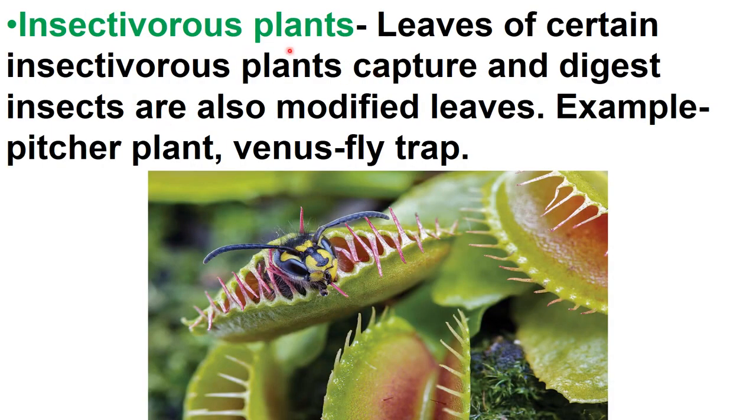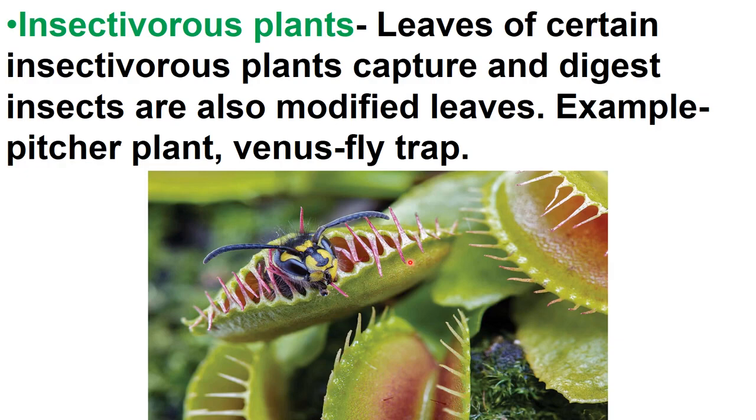Next, in case of insectivorous plants, leaves are modified to capture the insects, right? So leaves of certain insectivorous plants, means plants which take their nutrition by capturing insects and sucking the fluids from the insects, right? So these insectivorous plants, which capture and digest insects, also have modified leaves. As you can see here in the case of Venus flytrap. This is a plant of Venus flytrap. These are the leaves of Venus flytrap.